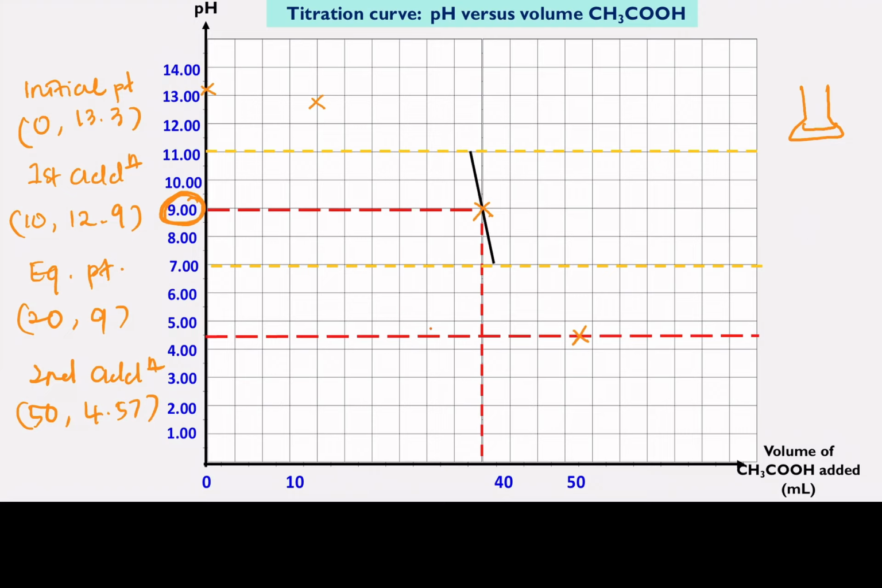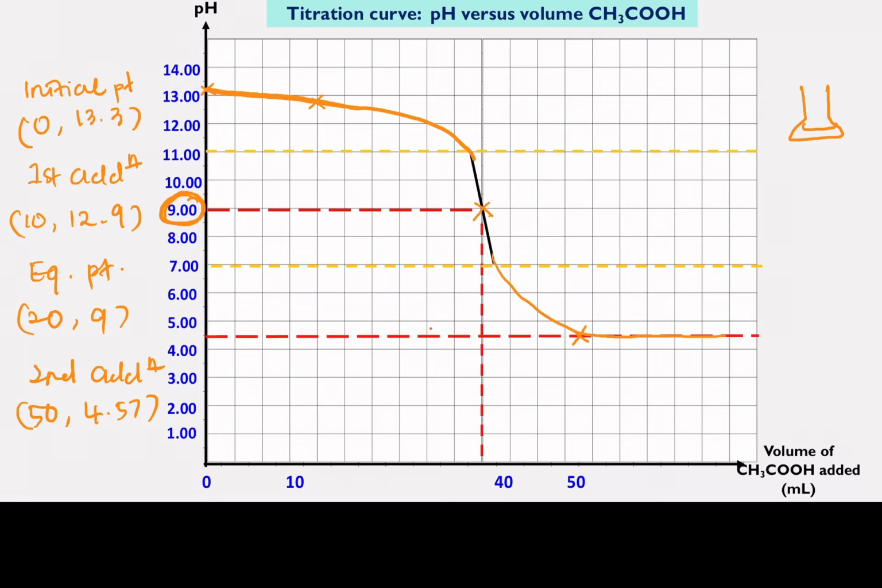Okay, so sekarang lukis your graph, your curve, titration curve. Okay, boleh lah tu. Ada tak suka lah. Padam. Okay, alright. Boleh lah. Okay, macam tu. Lepas tu sambung. Okay, gitu. Alright.